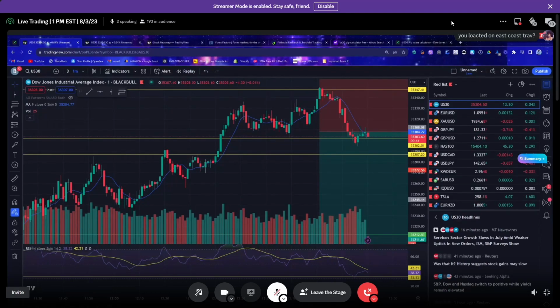I use Fibs on pairs only: Euro dollar, pound yen. But I do not use the Fibs on US 30. From my experience, they just don't tend to work on US 30.